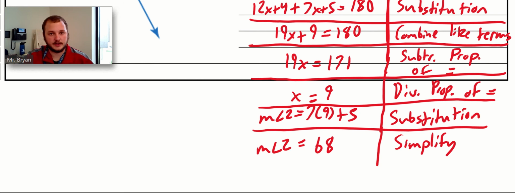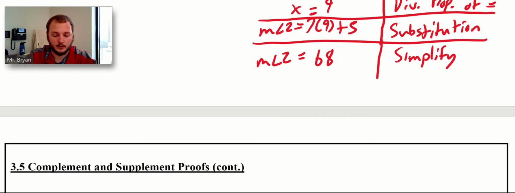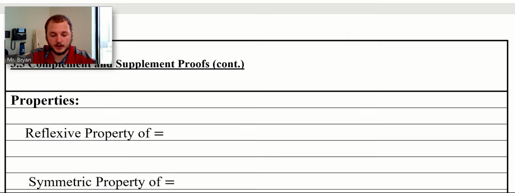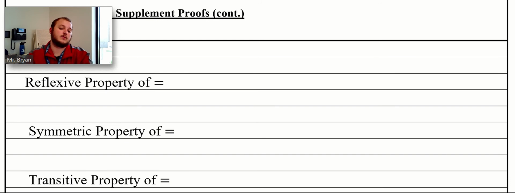Now there's other properties that I need to add in that are going to be very important as we go throughout the year. We'll use them at the end of this unit, and then we'll use them in every other unit as we continue to use proofs. So continuing here, some different properties that we're going to need to have down. So first one here, reflexive property of equality.